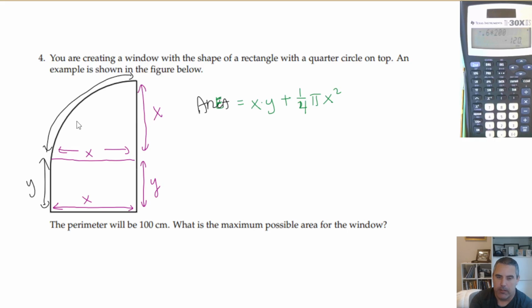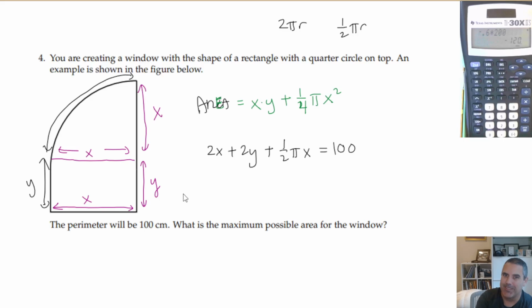I guess if this appeared on a test, but the perimeter all the way around of a circle is 2 pi r. So a quarter of a circle is 1/4 of that, which is going to end up being 1/2 pi r. So what they were telling me here is that the total perimeter of all this, which would be x plus x, so 2x, plus 2y, plus this outer edge, which is 1/2 pi x, that has to be 100. We're going to solve for y, substitute in, that'll give us a quadratic, we'll find the vertex.